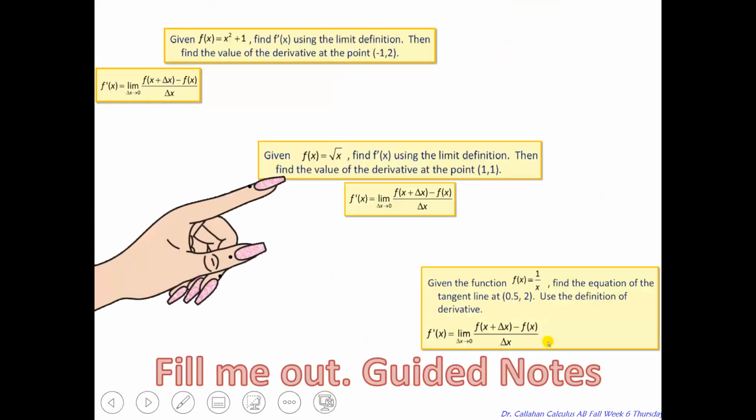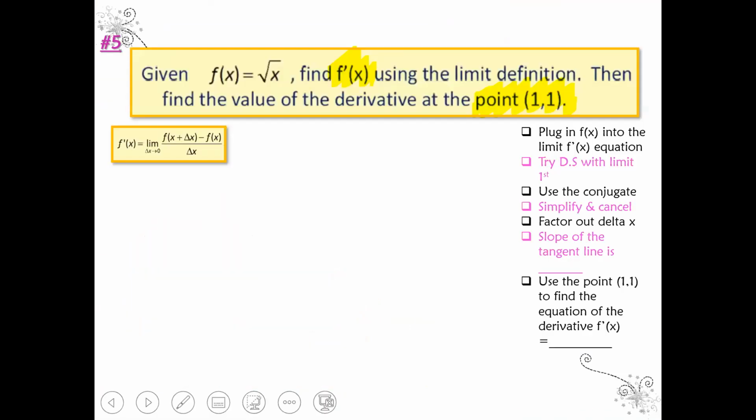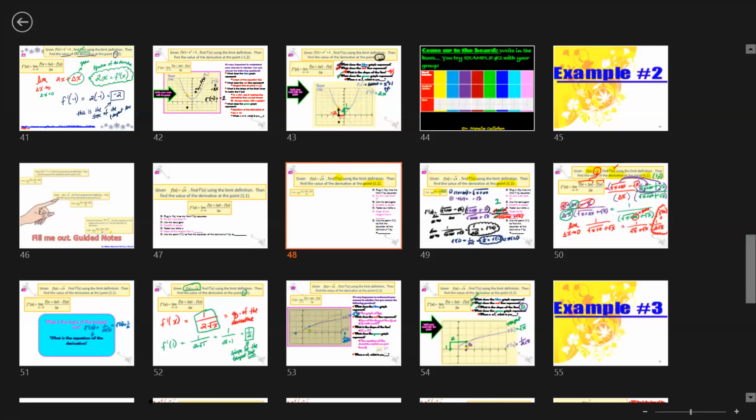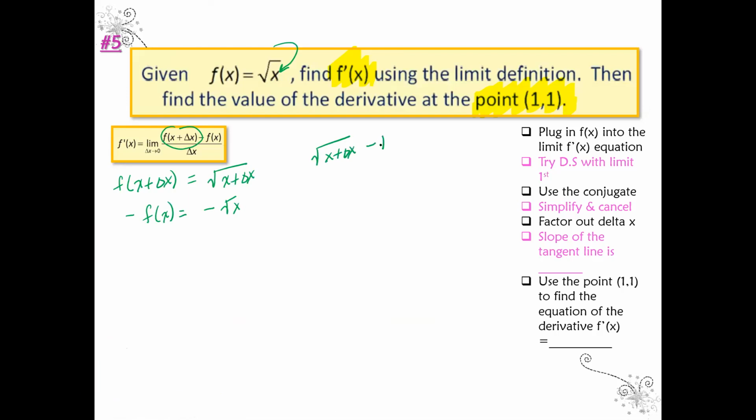Okay, example 2. All right, so let's go ahead and use the limit definition. We are going to follow along with this. Okay, so what we're going to do is start off with the first part right here. So f of x plus delta x is equal to square root of x plus delta x. Well, that was a lot easier than before. Minus f of x is going to be a negative square root of x. So I'm going to have square root of x plus delta x minus square root of x all the way over delta x.